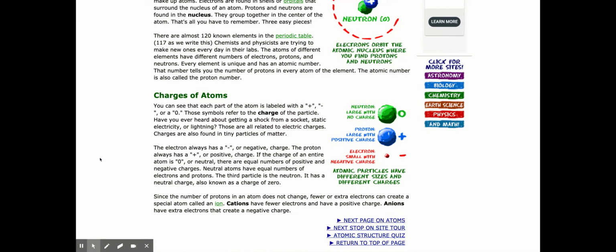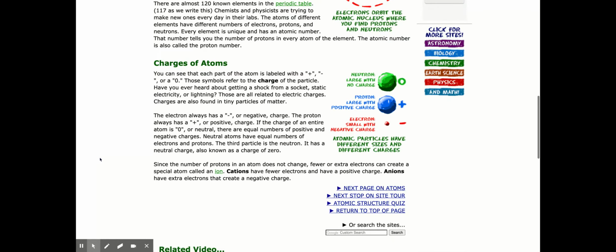And there are almost 120 known elements in the periodic table, and chemists and physicists are trying to make new ones every day in their labs. The atoms of elements have different numbers of electrons, protons, and neutrons. And that's why every element is unique and has its own atomic number.